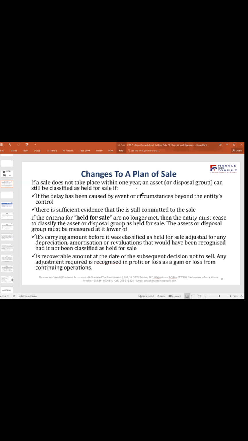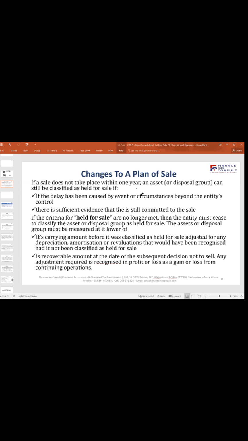So if that is the case, then management can still go ahead and classify the asset as what? Held for sale. But if it's something within their reach, then we will just say that they are intentionally doing that to manipulate the thing. But this one, you can clearly say that it is outside their control.